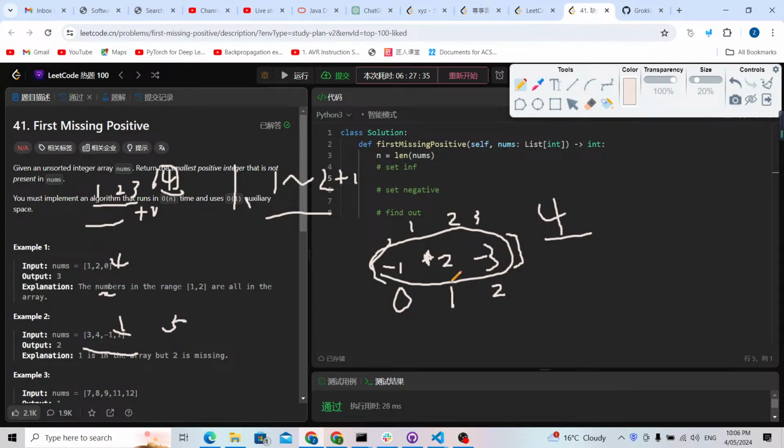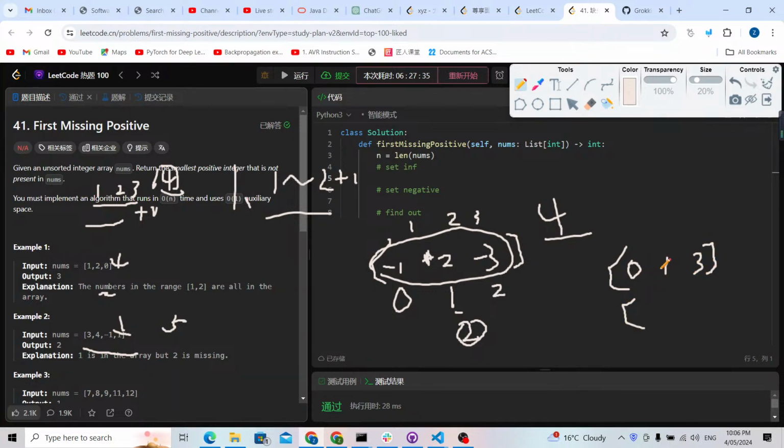So for example, if 2 is still a positive value, we're going to return 2. This is index 1 plus 1, so it's going to be 2. It means 2 does not exist. So for example, if we are given 0, 1, 3, definitely we're going to return 2. But how can we do that?